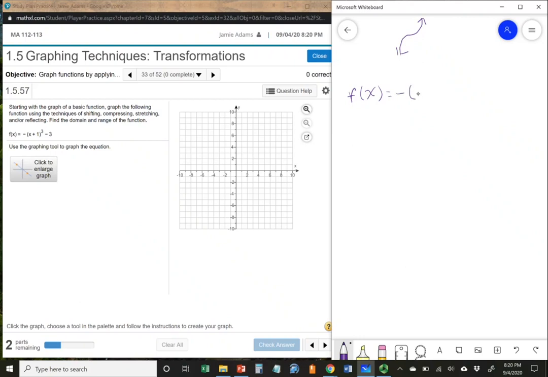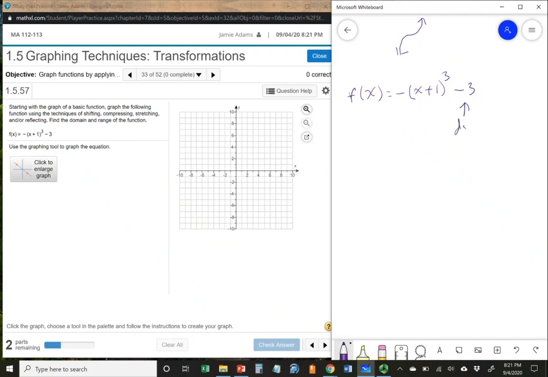Well, I've got a negative on the outside. That's actually going to be a vertical reflection. And then I've got x plus 1 quantity cubed. Notice that there's no coefficient of x, which is good. If there was any coefficient of x, we'd need to factor that out first. And then minus 3 on the outside, that's going to move it down 3.